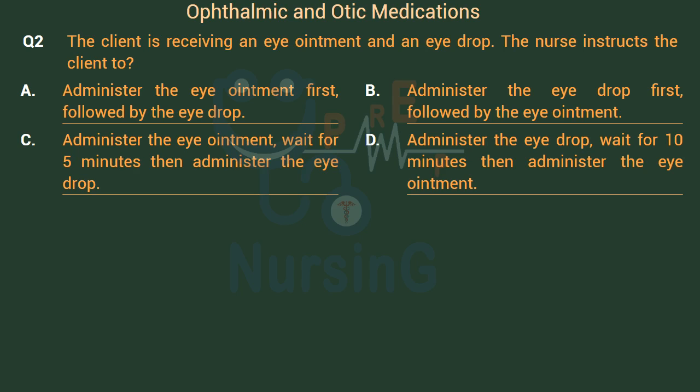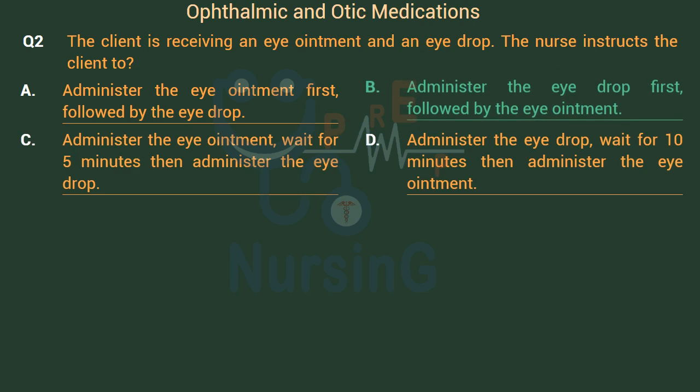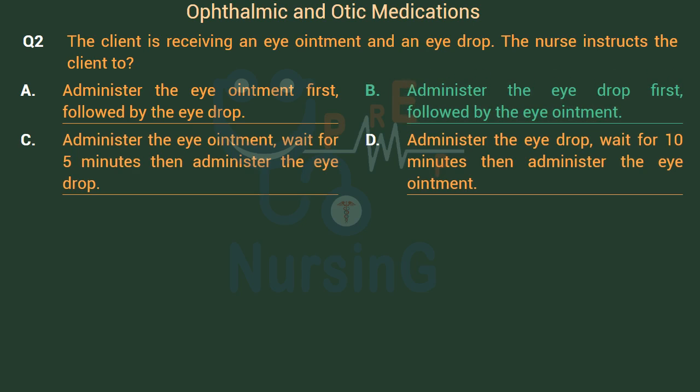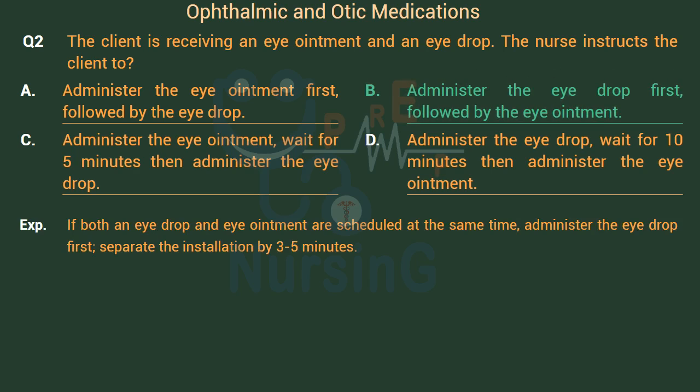Right answer is Option B. Administer the eye drop first, followed by the eye ointment. If both an eye drop and eye ointment are scheduled at the same time, administer the eye drop first, and separate the instillation by 3 to 5 minutes.